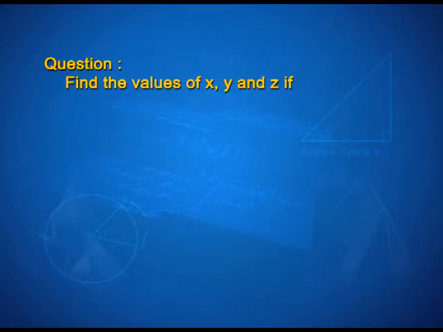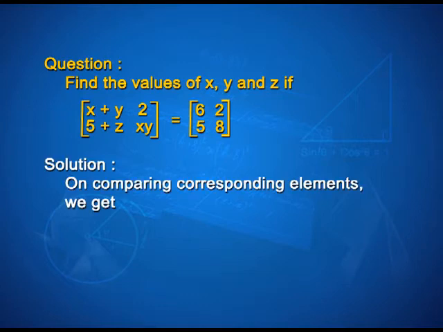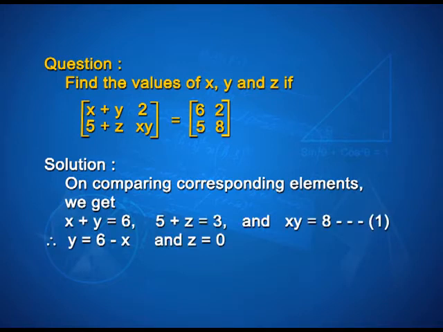One more interesting example here. Find the values of x, y and z if x plus y, 2, 5 plus z, x y is equal to 6, 2, 5, 8. On comparing corresponding elements, we get x plus y is equal to 6 as the first equation, 5 plus z is equal to 5 as the second equation, and x into y is equal to 8 is another relation here.